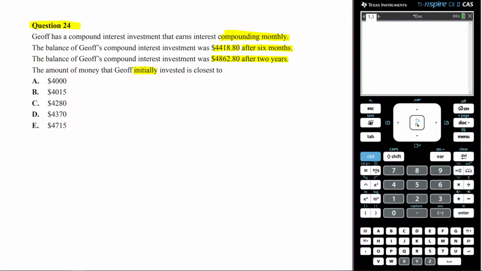All right, so the way I think about this question immediately is I just want to really visualize what's going on here. There are many good first steps, but what I did was first draw myself a timeline: we've got 0, 6 months, 12 months, 18 months, 24 months. What we know is that after 6 months, he has 4418.80, and after 2 years, or 24 months, he's got 4862.80. What we need to find out is this value here. We need to figure out how much he initially has.